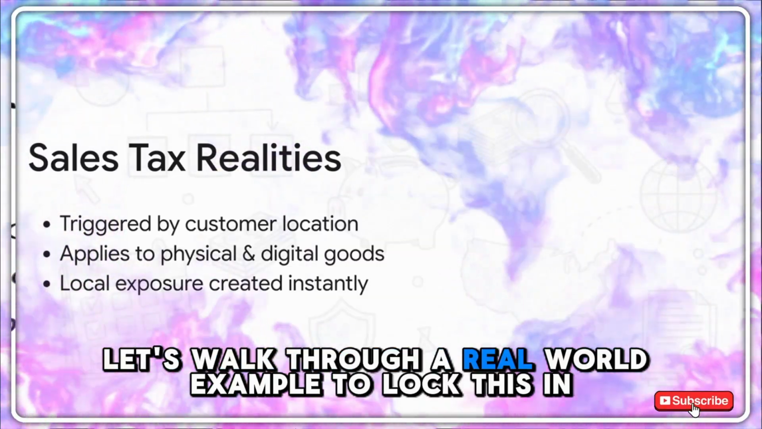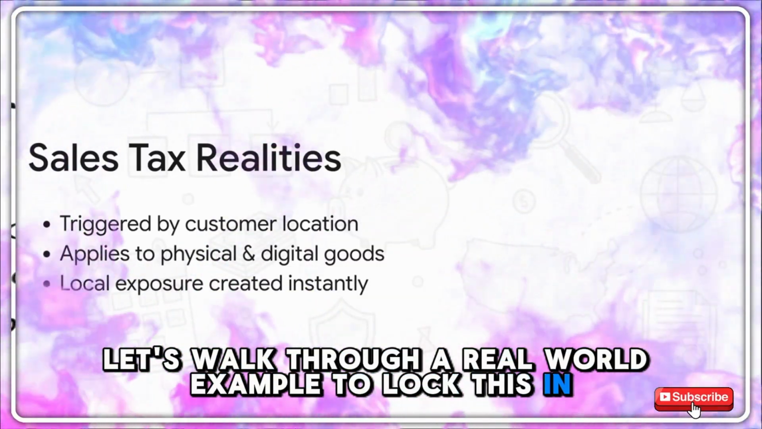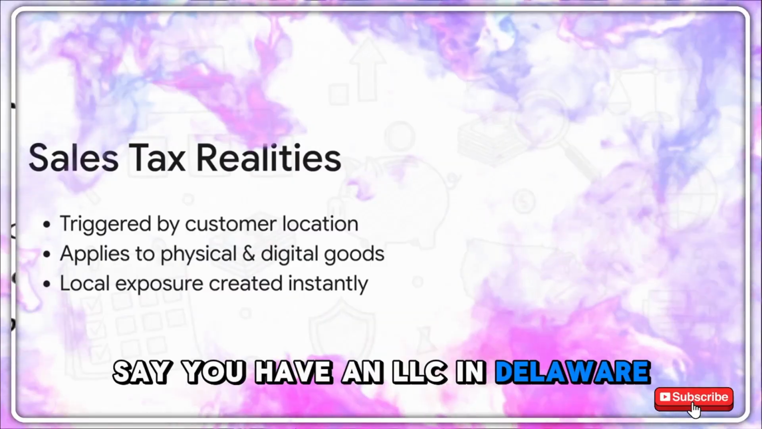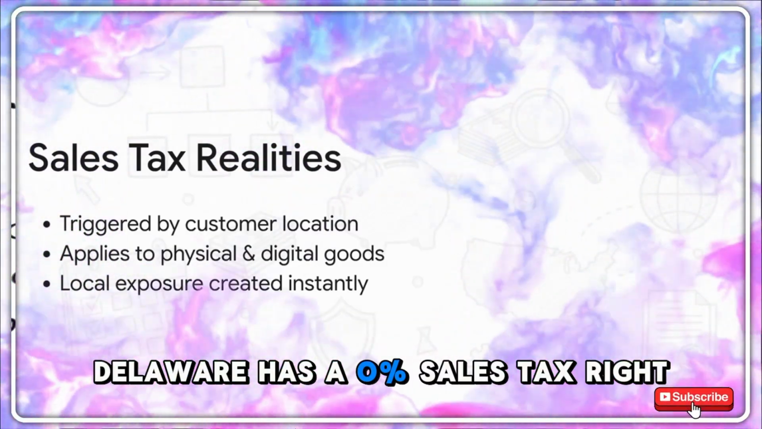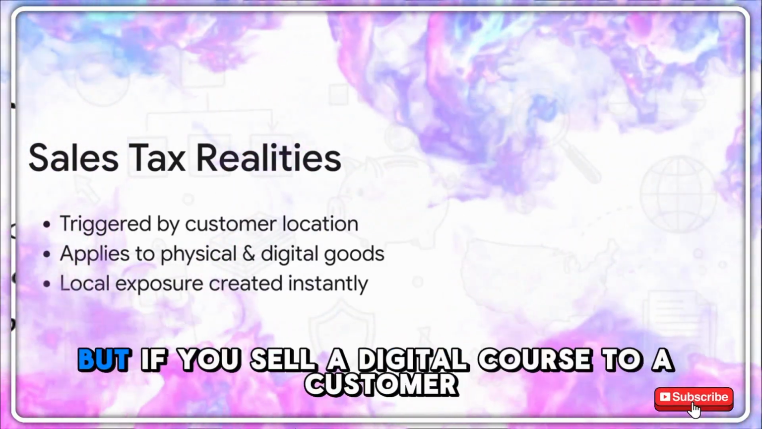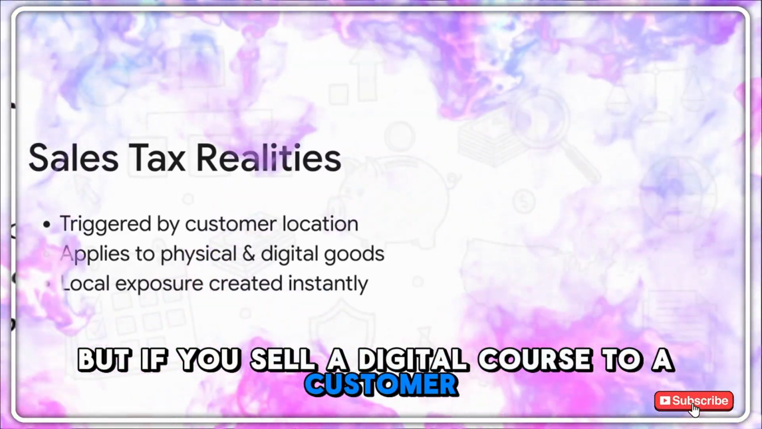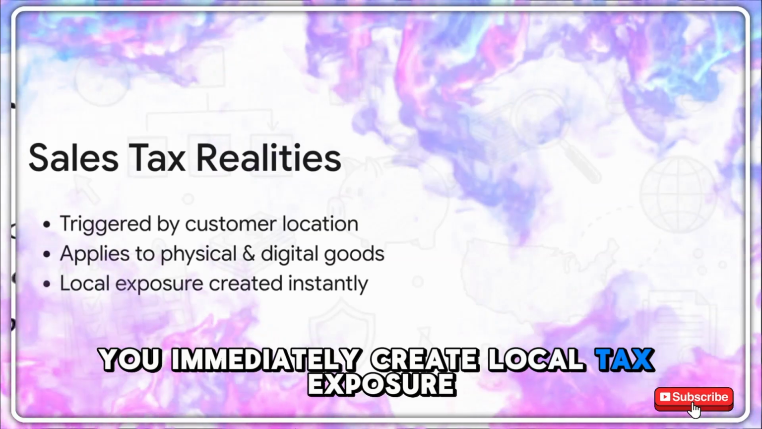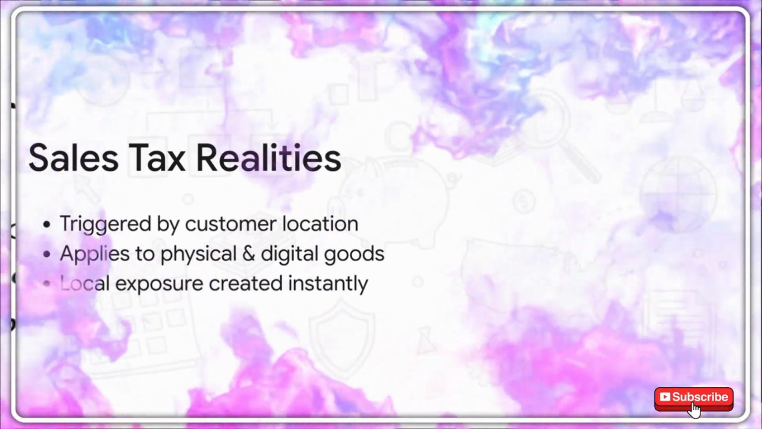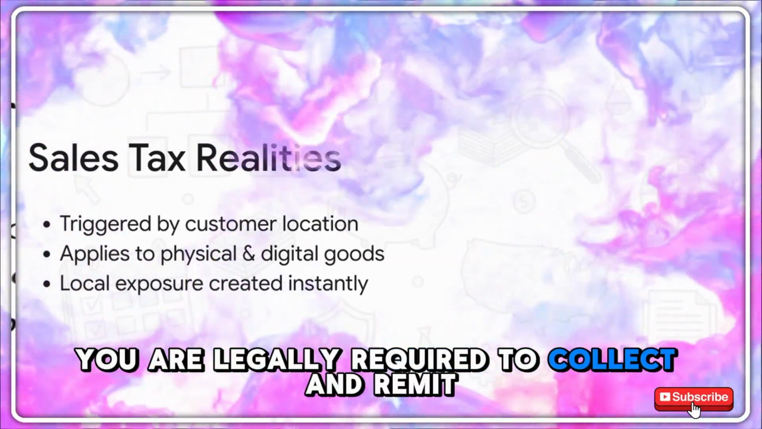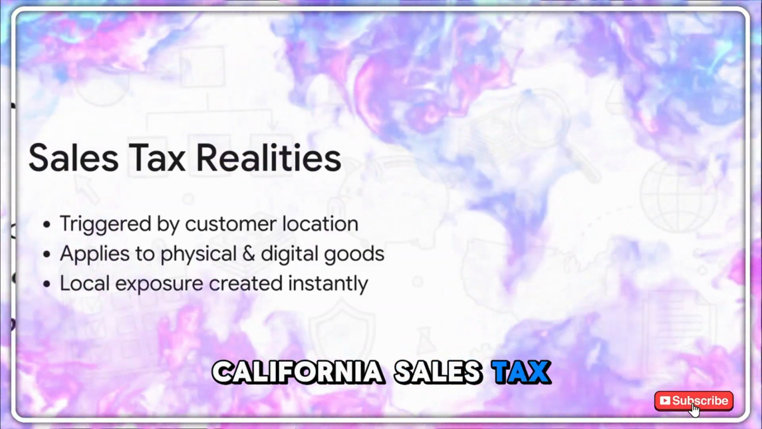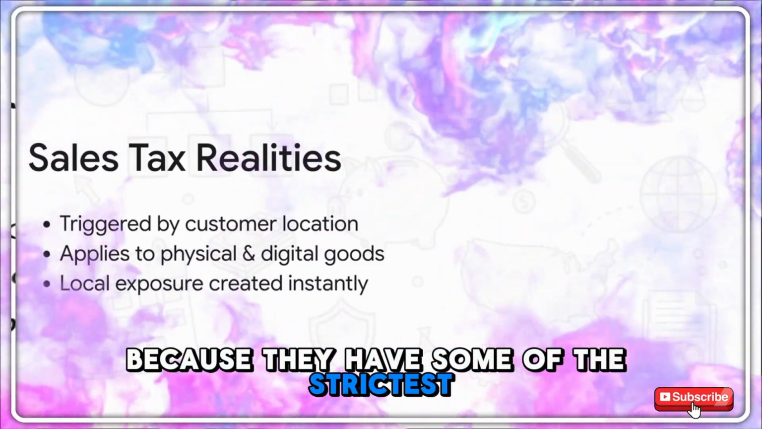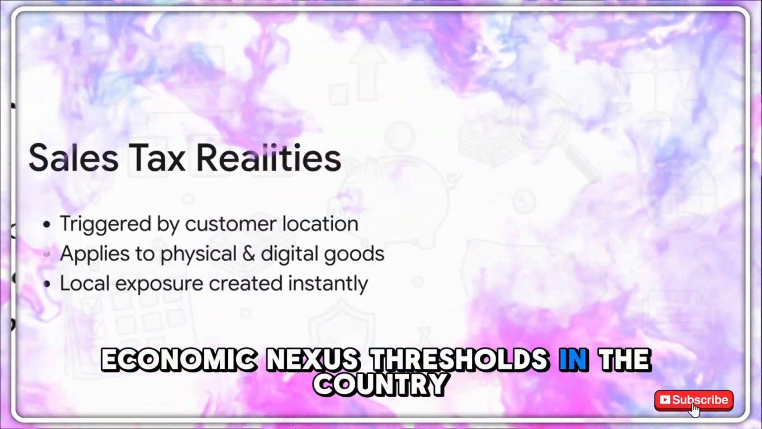Let's walk through a real-world example to lock this in. Say you have an LLC in Delaware. Delaware has a 0% sales tax, right? Sounds great. But if you sell a digital course to a customer sitting in California, you immediately create local tax exposure in California. You are legally required to collect and remit California sales tax because they have some of the strictest economic nexus thresholds in the country.